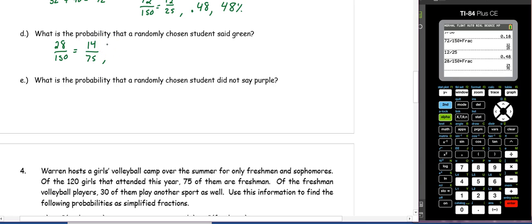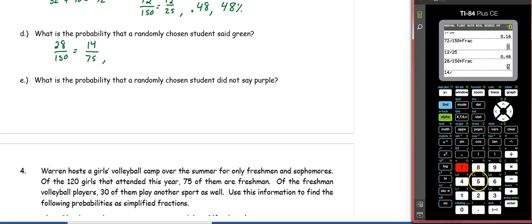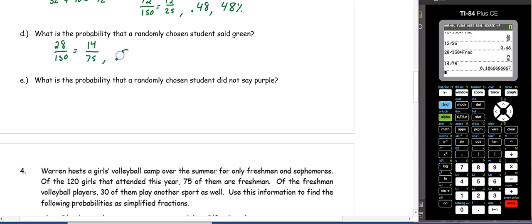So to get our decimal, we're going to do 14 divided by 75, which gets us 0.187, when we round to our nearest thousandth, which is 3 decimal places. And to move that to a percent, we move the decimal point over 2 places, so we get 18.7%. What is the probability that the student chosen did not say purple?